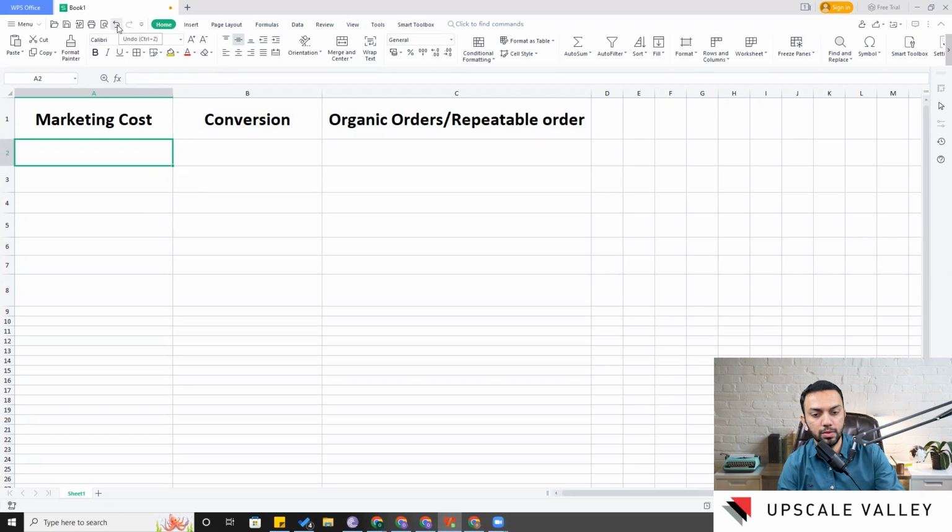So let's jump onto the discussion and see how the understanding of these three pillars is going to help us out in making our Amazon private label products profitable. So here are the three pillars.